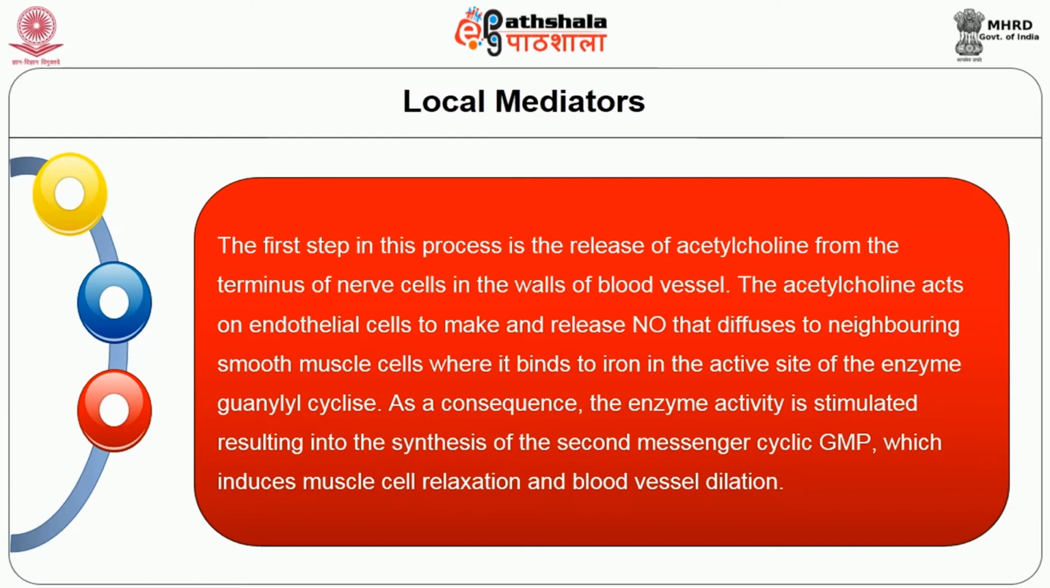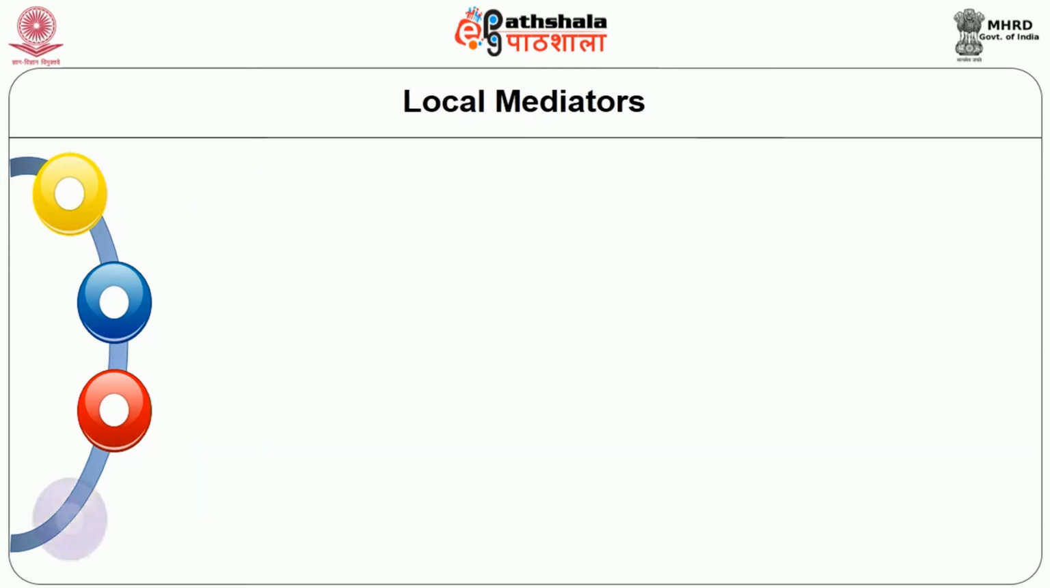The acetylcholine acts on endothelial cells to make and release nitric oxide that diffuses to the neighboring smooth muscle cells, where it binds to iron in the active site of the enzyme guanylyl cyclase. As a consequence, the enzyme activity is stimulated, resulting in the synthesis of a second messenger called cyclic GMP, which induces muscle cell relaxation and blood vessel dilation.